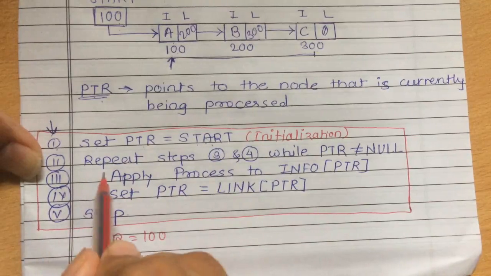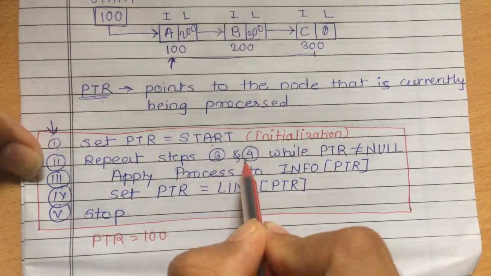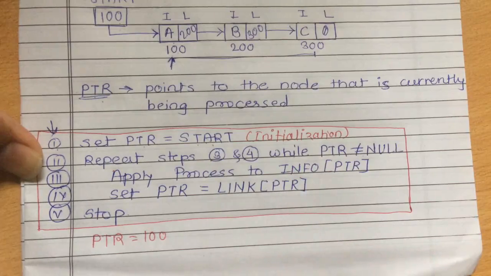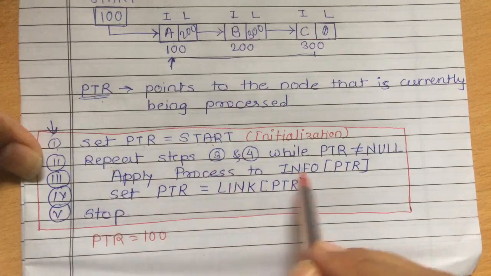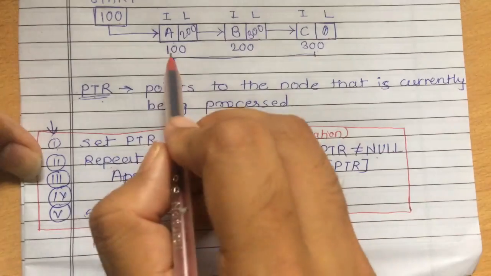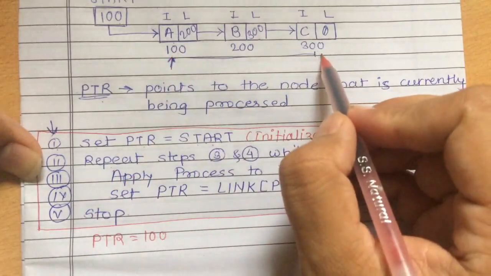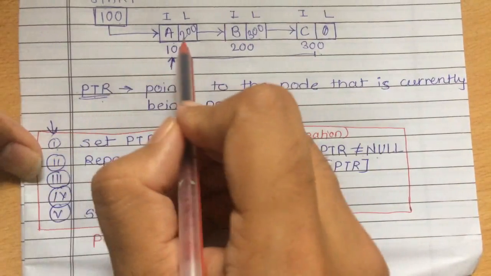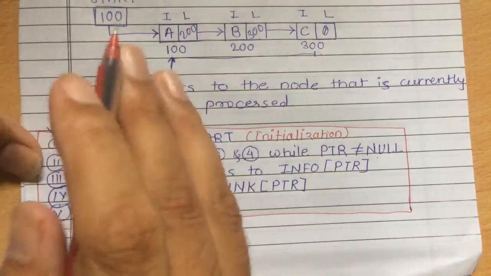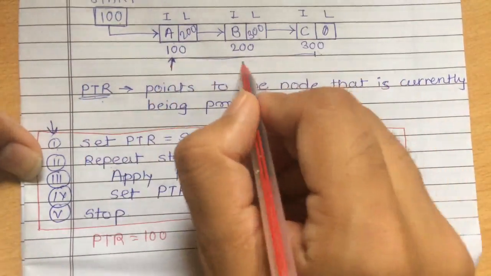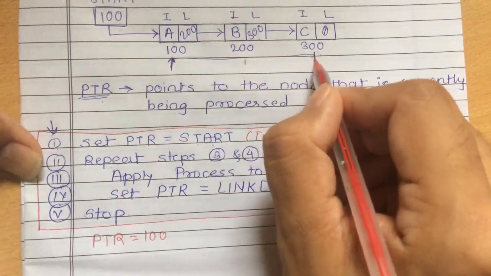Next, what is the next step? Repeat steps 3 and 4 while ptr is not equal to null. Why have I written this condition, while ptr is not equal to null? Because we have to travel till the last node. What does ptr actually hold? Ptr holds the address of the node which is currently being processed. First time it will hold the address of this, then this, then this, and at this end we have to stop.